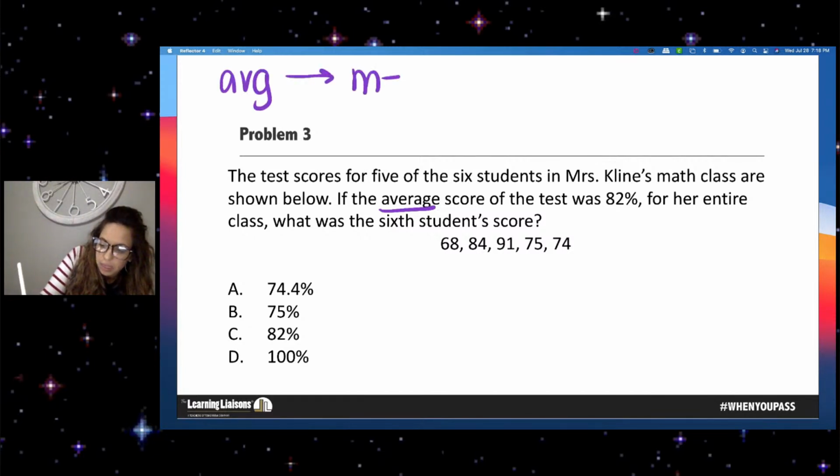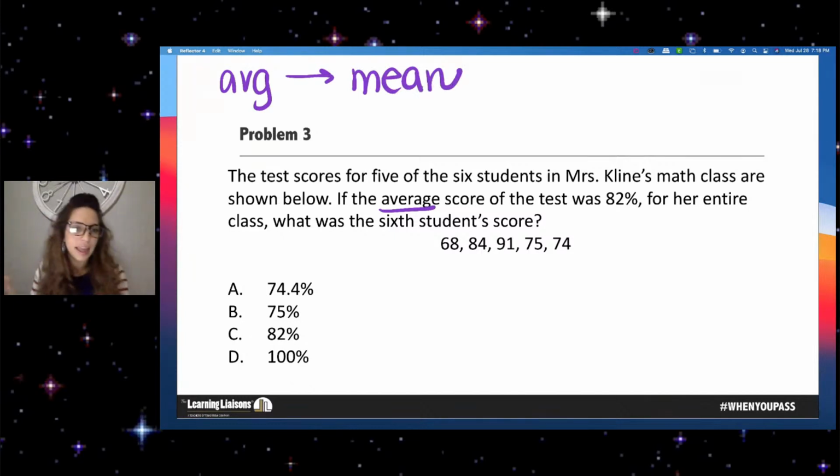Average, mean, same thing. I like to think of the mean because sometimes people get the mean, median, and mode confused. I like to think of the mean as being very mean because it makes us do a lot of work. So we have to add all of the data points up and then divide it by the total number of data points that we have. So let's go ahead and take a look at what we have.